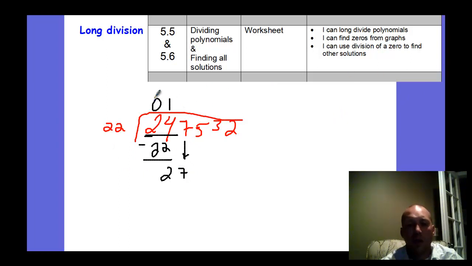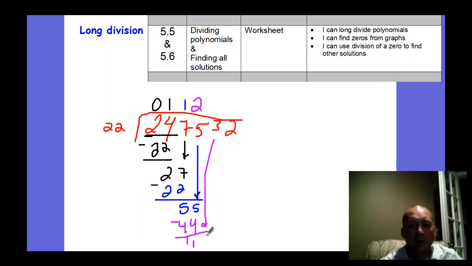This is what we did with numbers back in like 6th grade. So then 22, how many times do those go into 27? It goes in there 1 time again. So we have 22, subtract, we have 5 left over, drop the next number, so we have 55. So how many 22s fit into 55? That'd be 2. So 2 times 22 is 44. Subtract here, and we have 11 left over. Drop the next number.